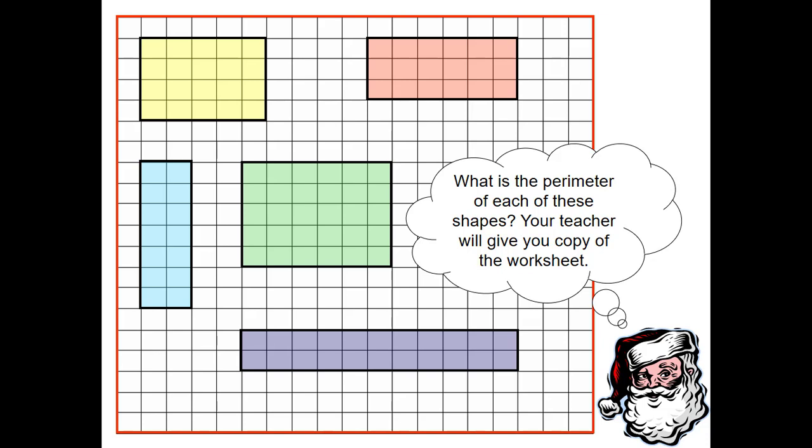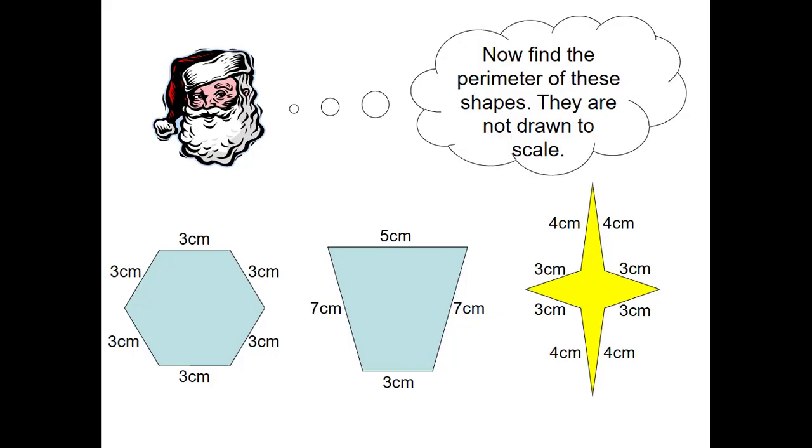Look at those shapes. If I challenged you to find the perimeter of each one of them, would you be able to do it? Pause the video and talk about it with your friend, or you can decide to write the answers. What is the perimeter of each of the shapes? The first one is 18 centimeters. The second one is 18 as well. The next one is 18. No, the next one is not 18. It is 22 centimeters. And the last one is 26 centimeters.